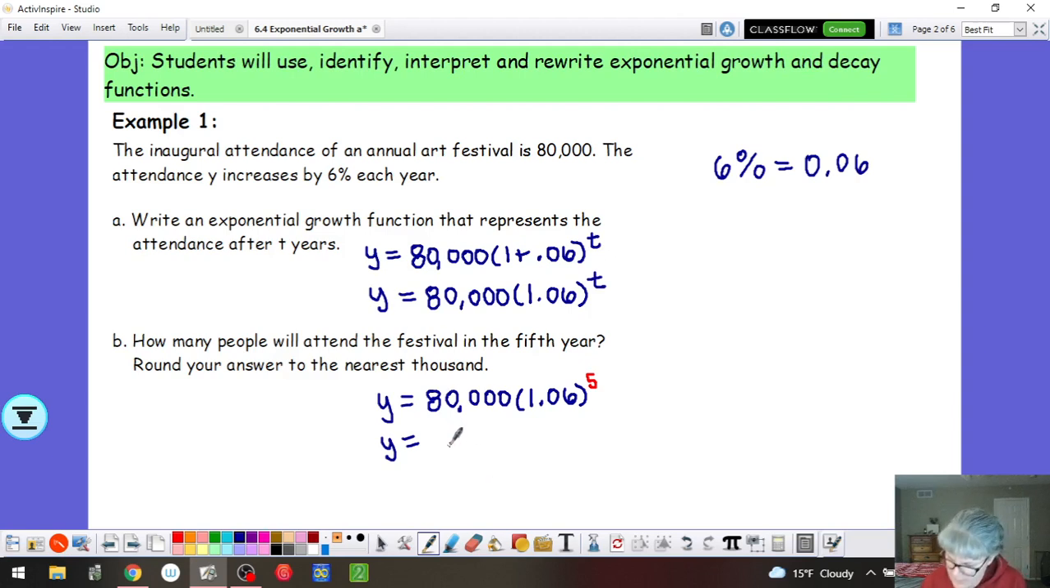And you should end up with a number that is approximately 107,058. But our directions did say to the nearest 1,000. So we have 8 in the ones, 5 in the tens, 0 in the hundreds, 7 in the thousands. So to the nearest 1,000, this is approximately 107,000 people in attendance.